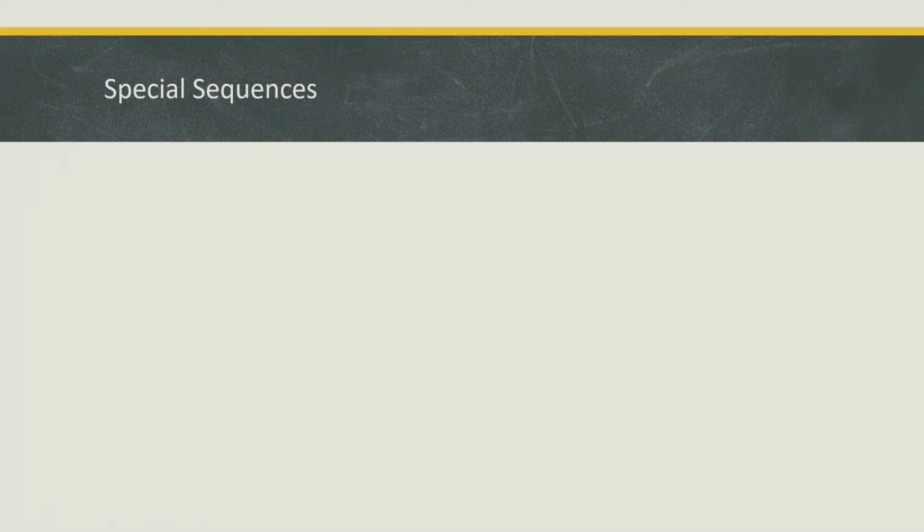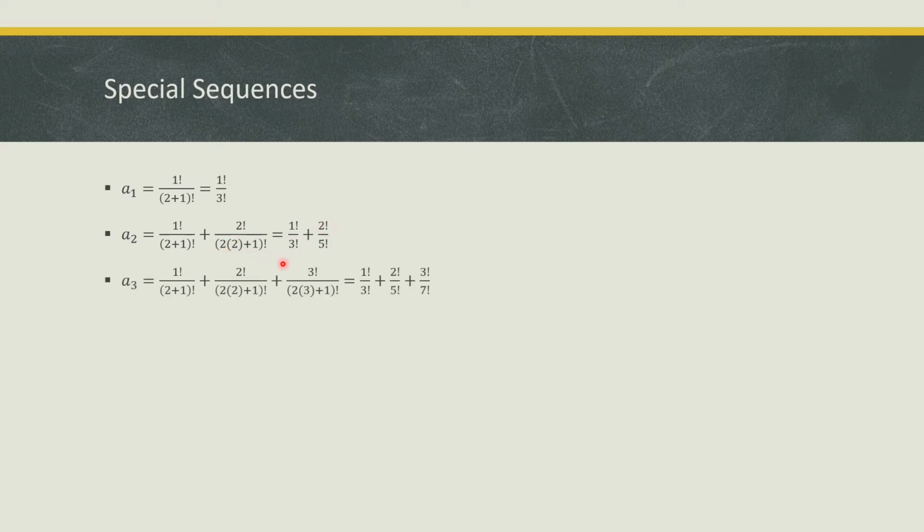Let us consider the following sequence. Let's say the first term in the sequence is 1 factorial over 2 plus 1 factorial, or 3 factorial. Then the next term is the following sum. That is the first term, which is 1 factorial over 3 factorial, plus a new term, which is 2 factorial over 5 factorial. Then the third term of the sequence is the previous term, a sub 2, plus a new term, 3 factorial over 7 factorial.